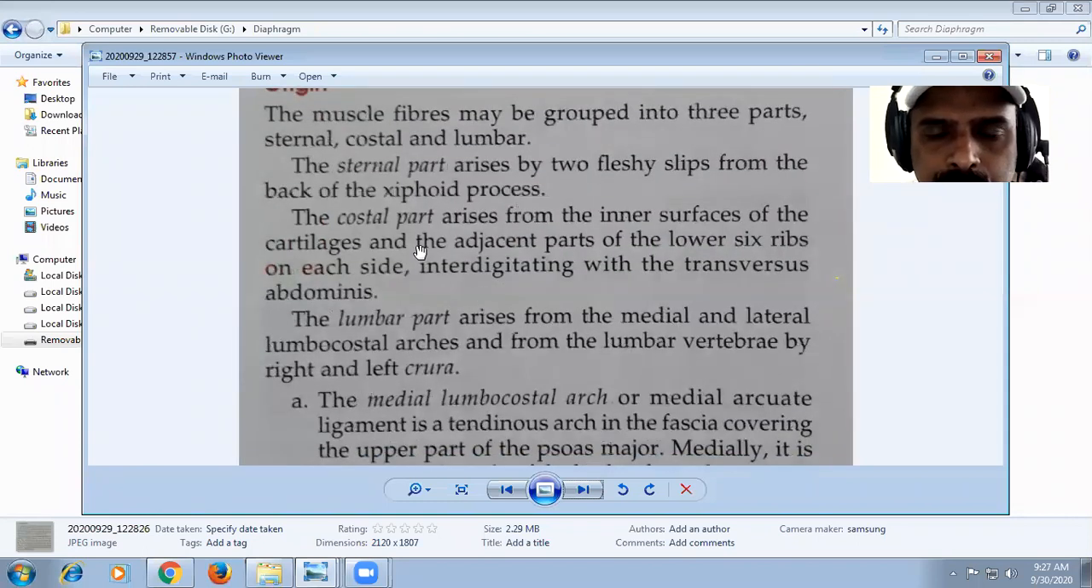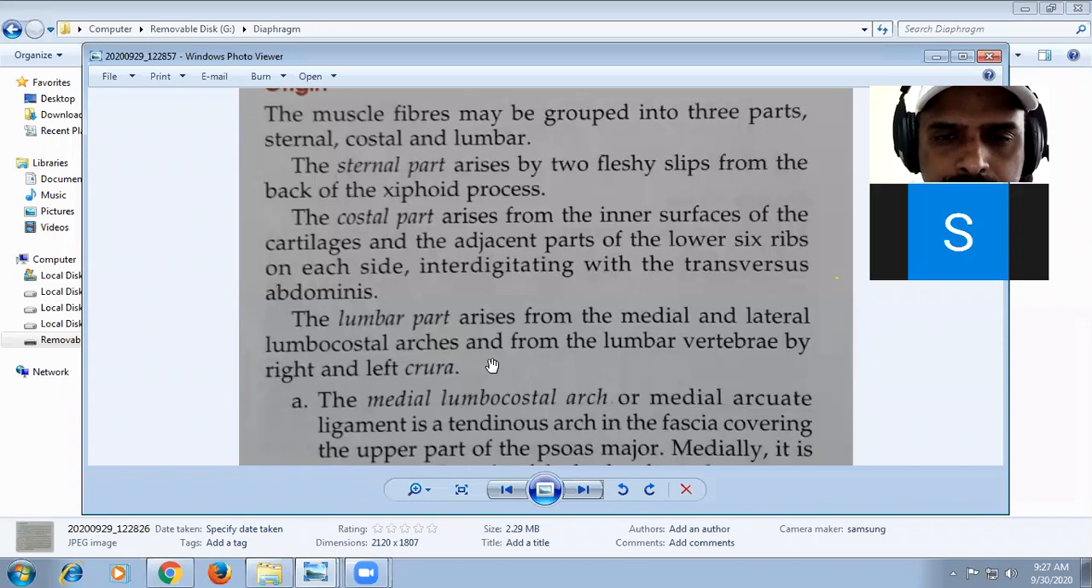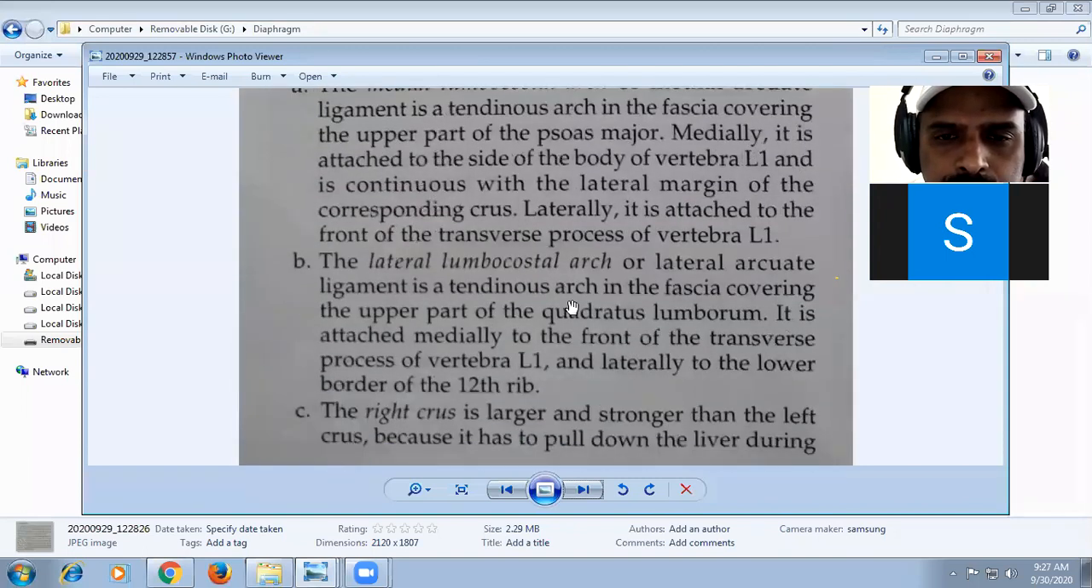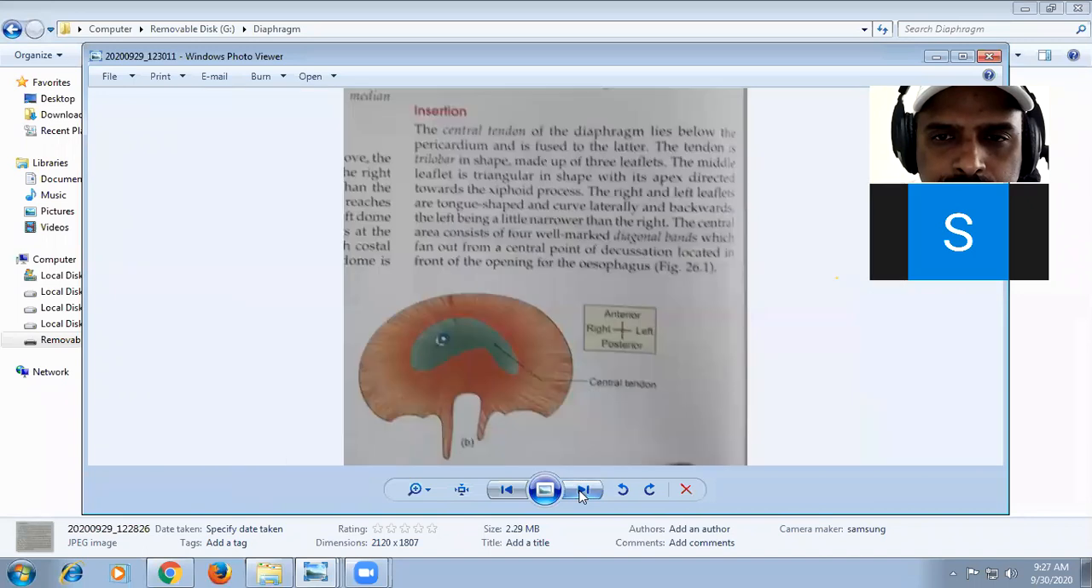They arise from the xiphoid process of the sternum; the costal part from the inner surface of the lower six cartilages; and the lumbar part from the medial and lateral lumbocostal arches and from the lumbar vertebrae by the right and left crura. Remember the medial and lateral lumbocostal arches and the right and left crura. That is all about the origin.